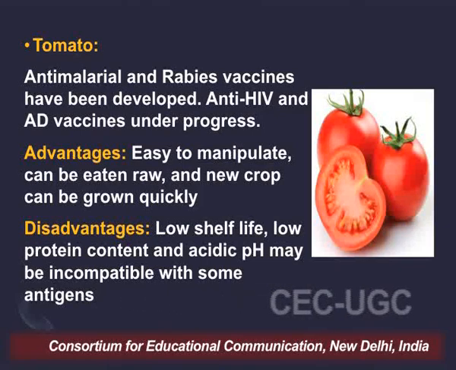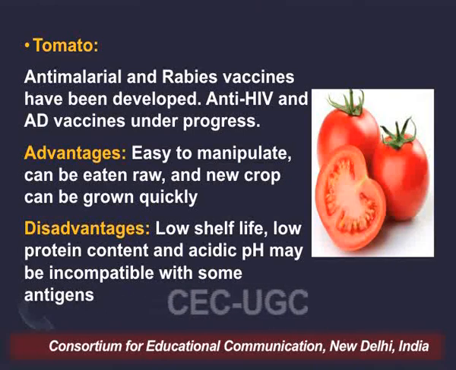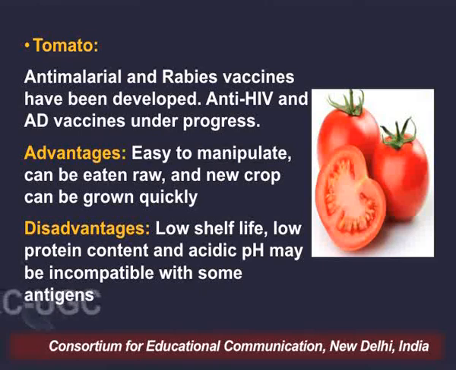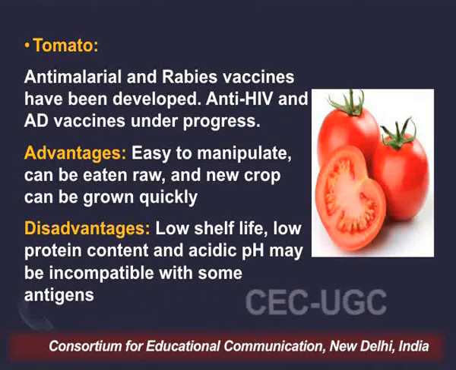Then we have tomato, and tomato has been used to develop anti-malarial and rabies vaccines, but the process for developing anti-HIV and anti-Alzheimer disease vaccines is still under way. Major advantages for using tomato are that it is easy to manipulate, it's easy to create transgenic tomato, and it can be eaten raw. Further, a new crop can be grown quickly. It has a very short cycle and you can easily grow a tomato plant very quickly. And the major disadvantages, again, are that it has a low shelf life and low protein content, therefore low antigenic expression.